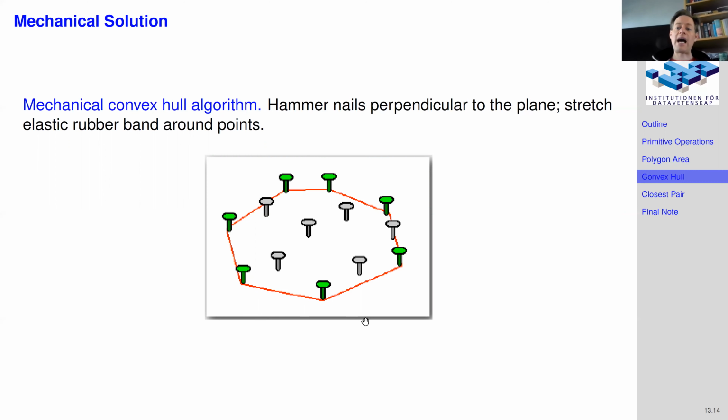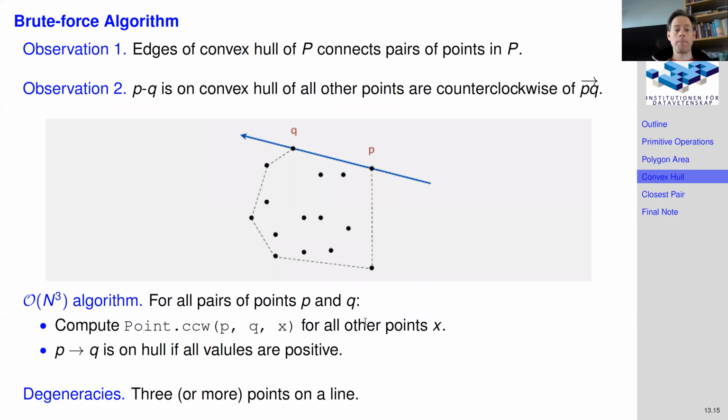But now the question becomes, how do we do this computationally? So we can make a number of observations. First of all, edges of a convex hull of P connect pairs of points in P, which means that we only need to consider points that are actually in P. Secondly, the line between P and Q is on the convex hull if all other points are counterclockwise of this line. So in this case, we can see that we have a line between P and Q, and all the other points are then counterclockwise of this line.